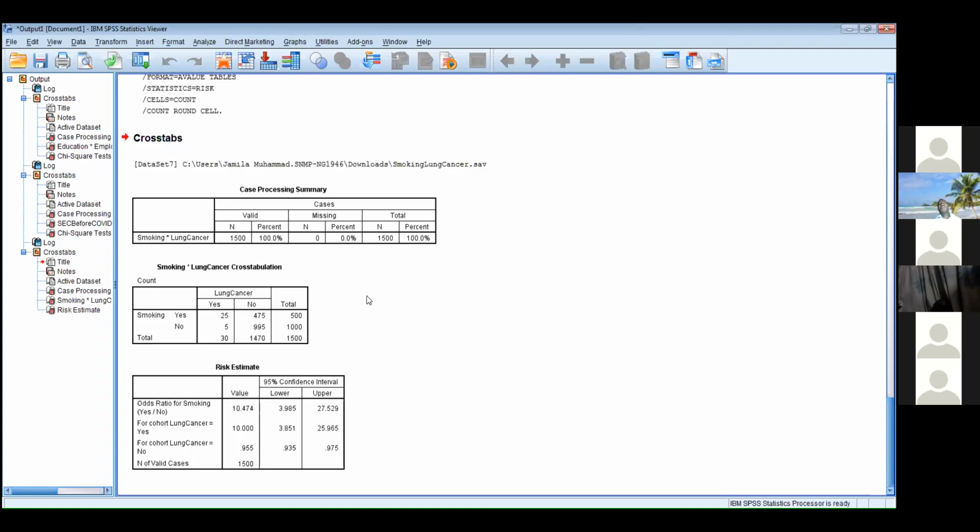Now, the confidence interval, you can see the confidence interval, that's why we now explain that confidence interval. It gives you the confidence interval 3.8651 to 25.965. Now, you can stop sharing.